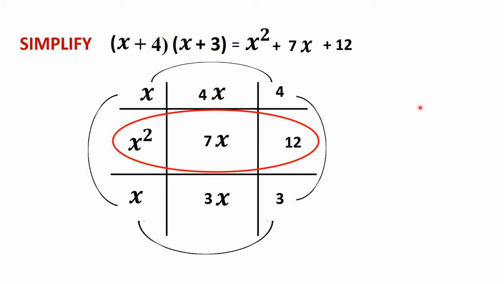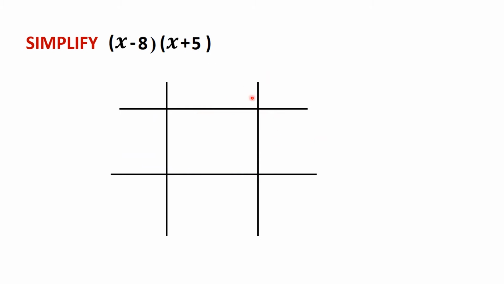So it's very easy. You can draw the grid like this and find the multiplication of the given binomials. Let's multiply x minus 8 into x plus 5. You can draw the grid as given over here. First, x minus 8: x here and minus 8. See, here we are considering the sign also, whatever has been given, because it's minus. Next, x plus 5: x here and plus 5 here.